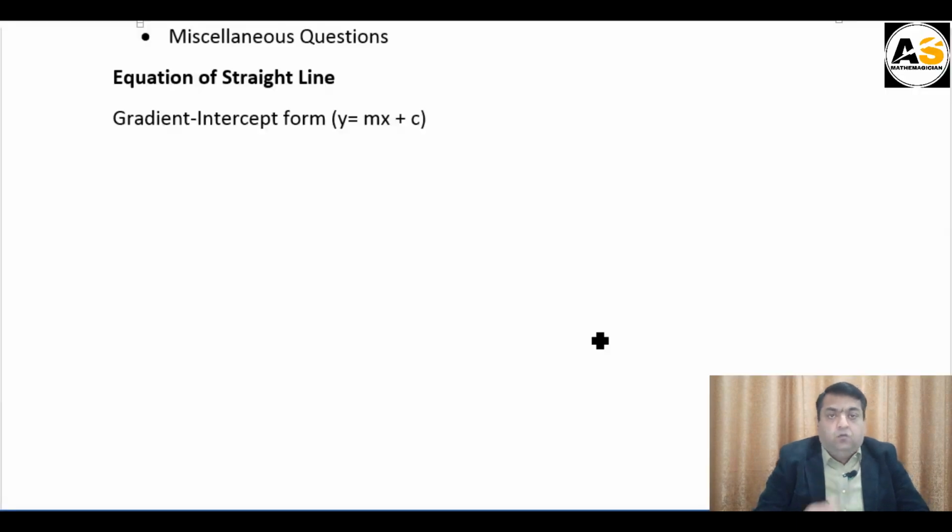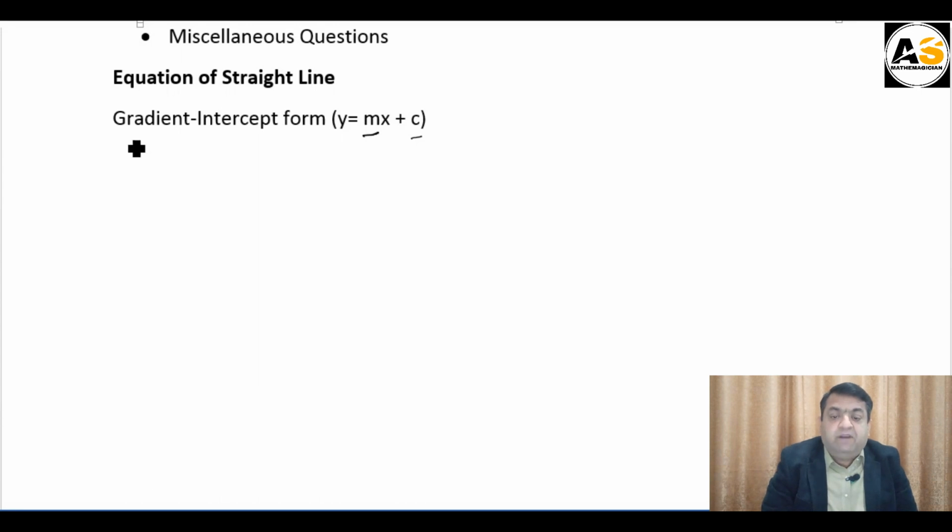Equation of a straight line. We will learn three different forms. The first one is the gradient intercept form, which is y is equal to mx plus c, where m is the gradient of the line and c is its y-intercept.